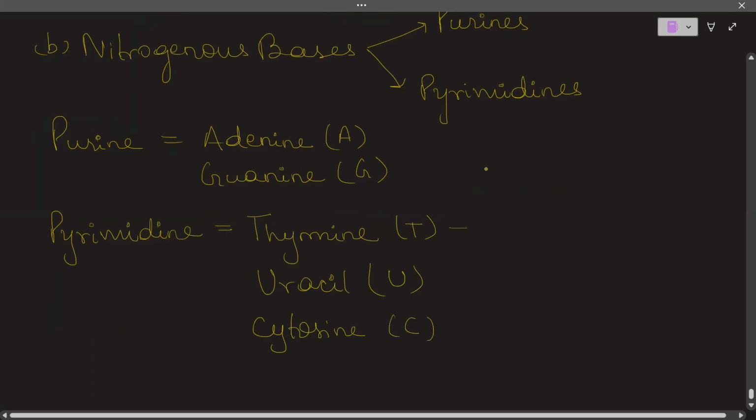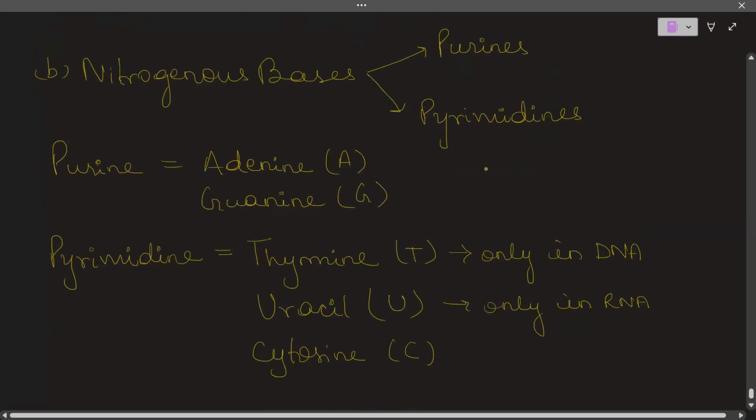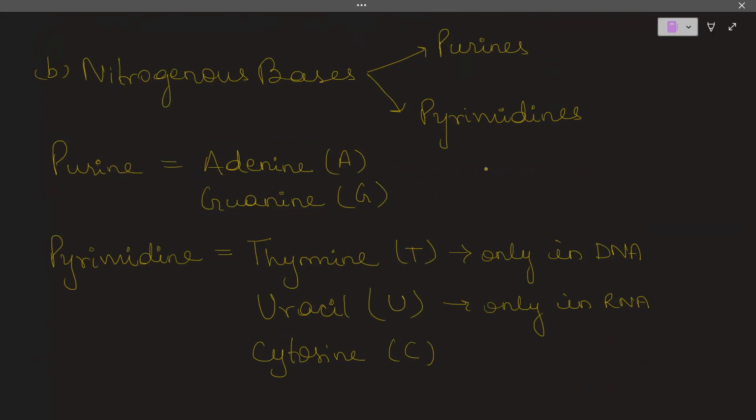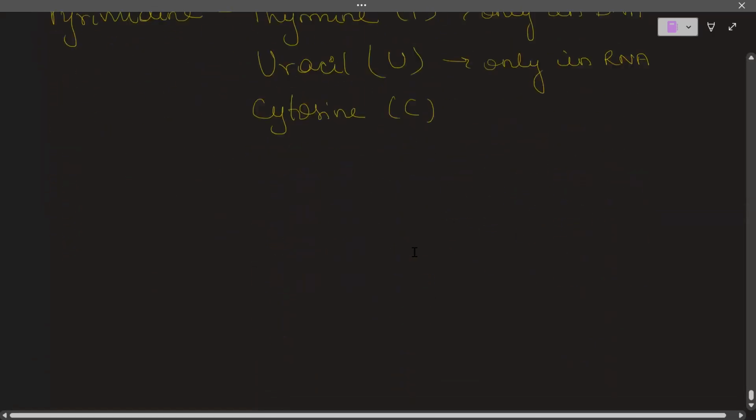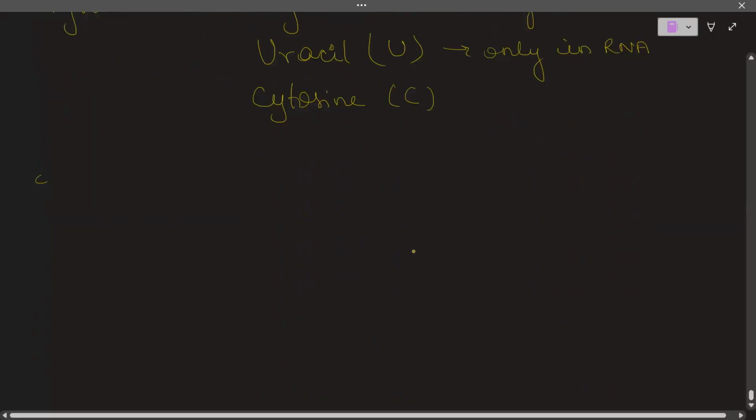Now remember that thymine is present only in DNA, whereas thymine gets replaced by uracil only in RNA. So RNA does not have thymine and DNA does not have uracil. Clear, students? Yes, ma'am. Any doubts up until now? No, ma'am.